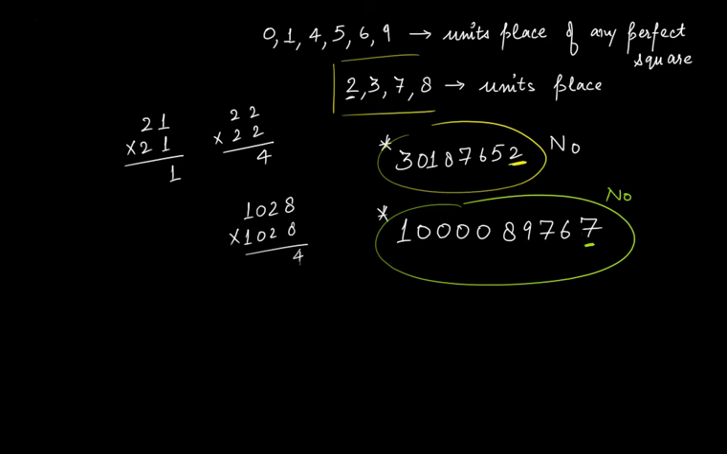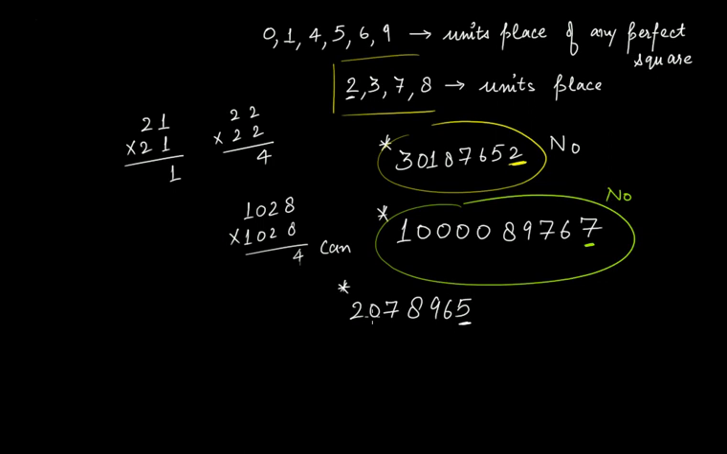But if someone asks whether this number, 2078965, can be a perfect square or square number, then you cannot tell instantly, because it now has 5 at its units place, and you will have to find out whether this is a perfect square or not. How to find out, we will discuss in our later videos.